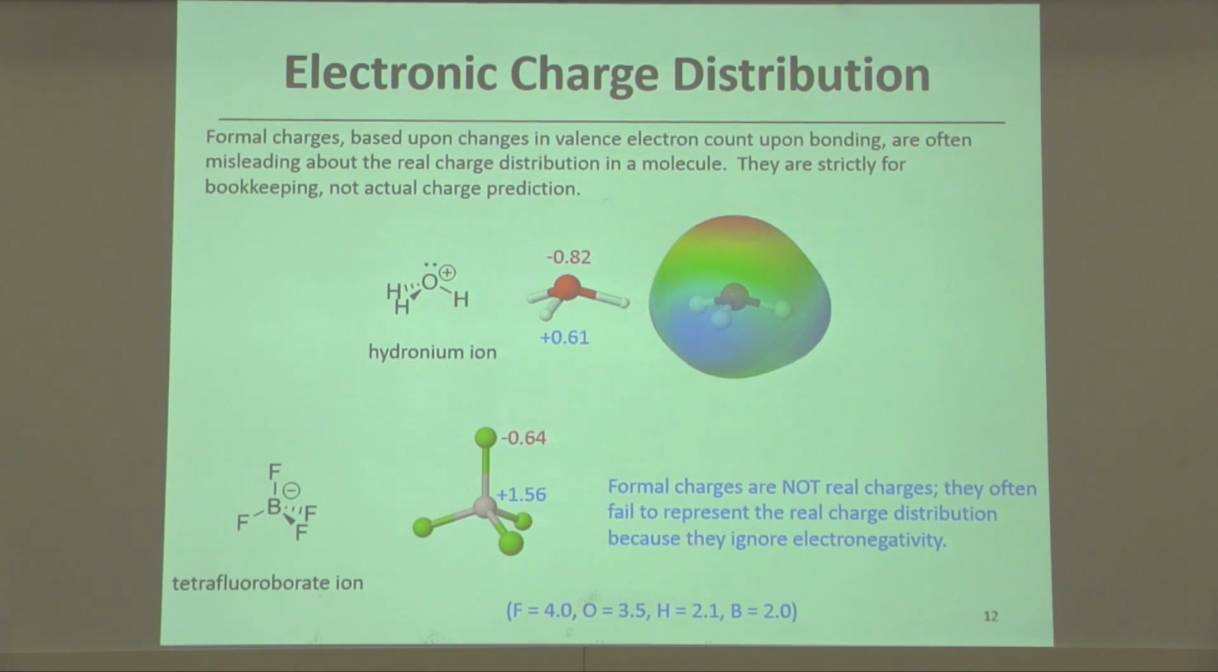that formal charges are really, really not real charges. And if you use them to try to explain chemical reactivity, it can lead to all kinds of problems because they don't represent the real charge distribution in the molecule, which is based more upon electronegativity than any sort of valence electron count or the origin of formal charges. So remember that these formal charges are simply for bookkeeping and keeping track of electrons. They are not necessarily for predicting real charge.